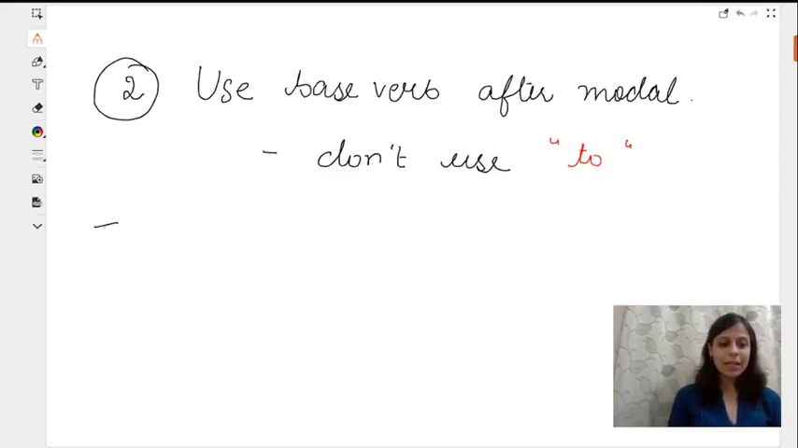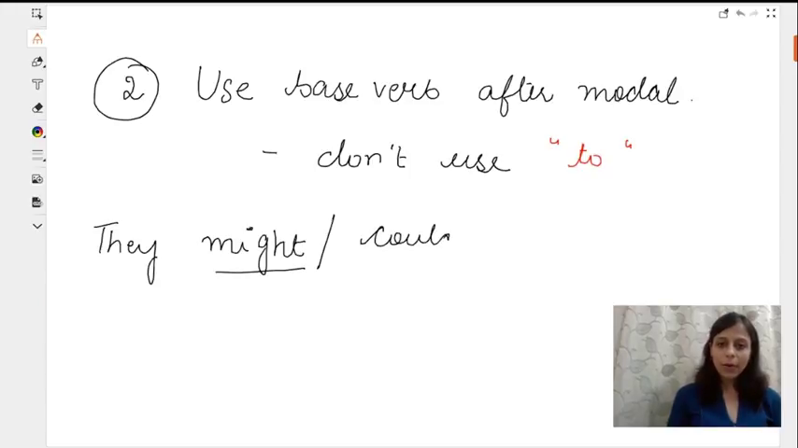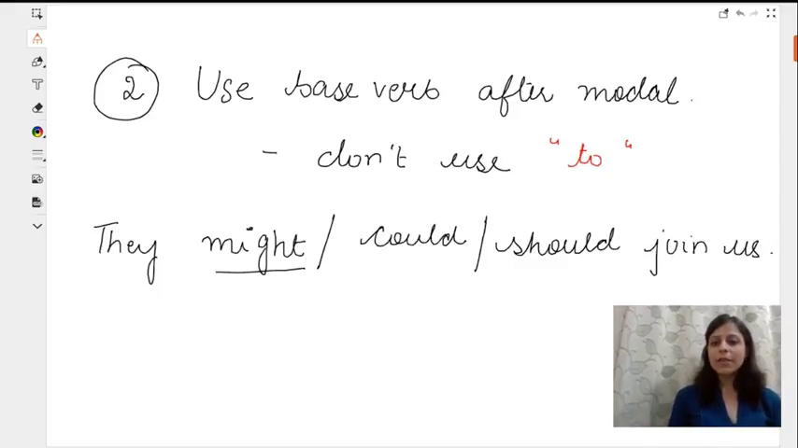I have a statement, let's say, "they might." I'll tell you the difference between might, could, should. We learn it. Don't worry, and you will never forget it once you do it, right? So I have a sentence: they might, which is a modal, or maybe I could use they could, they should. I have this sentence: join us, right? So basically "join us" is a base verb, right?